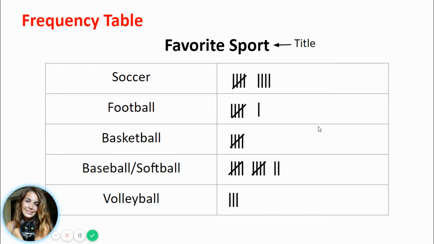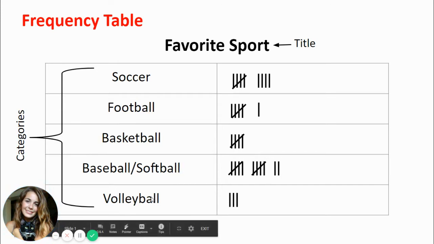Then a frequency table has categories, and I think about categories like answer choices. So if you were to ask someone, what is your favorite sport? And you gave them these choices, soccer, football, basketball, baseball or softball, volleyball. The answer choices are the categories.